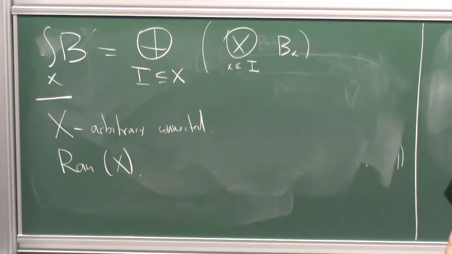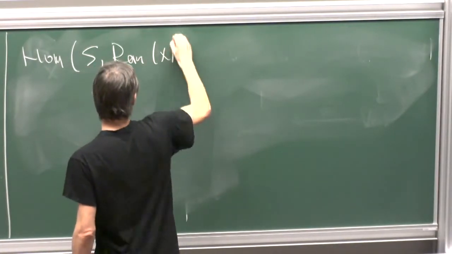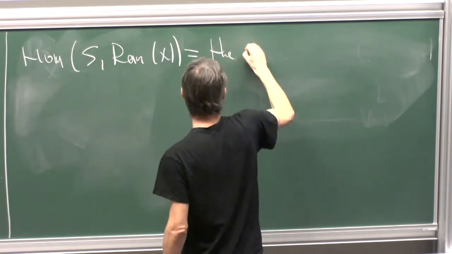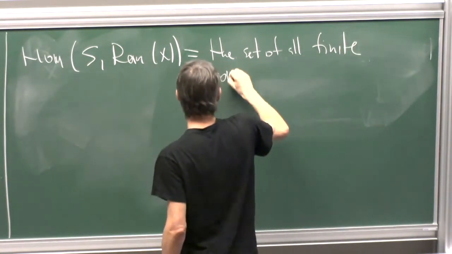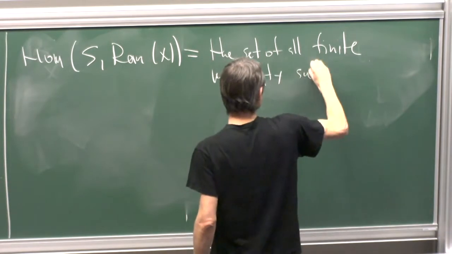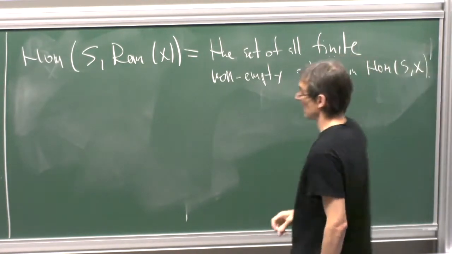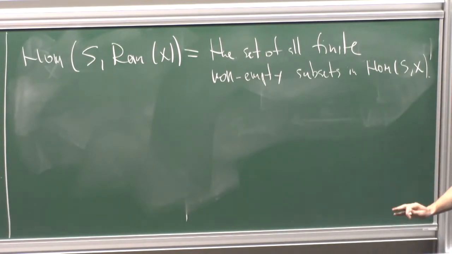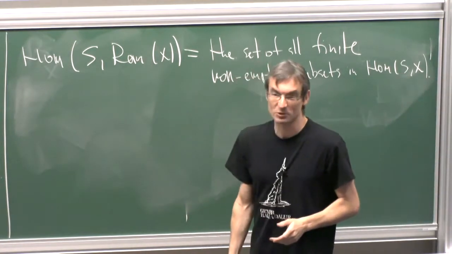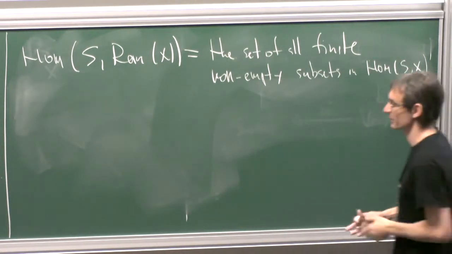Well, how do we define objects in geometry? As Grothendieck taught us, define the functor of points. From an affine scheme S to Ran of X would be the set of all finite non-empty subsets in Hom from S to X. It looks pretty horrible. No multiplicities here, really subsets. You can ask, is it representable by a scheme? If it was a scheme, what would be the dimension? It's not a scheme, so what is it?